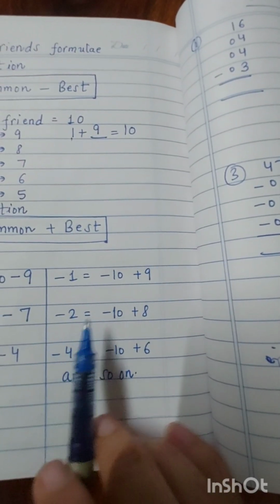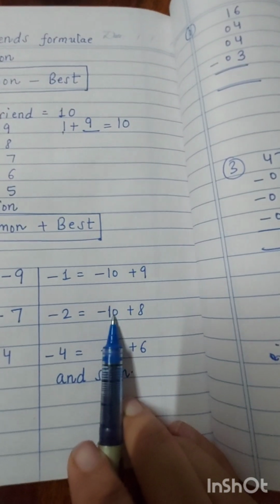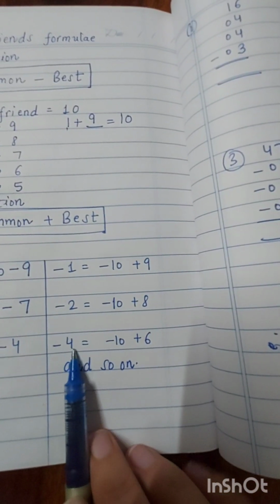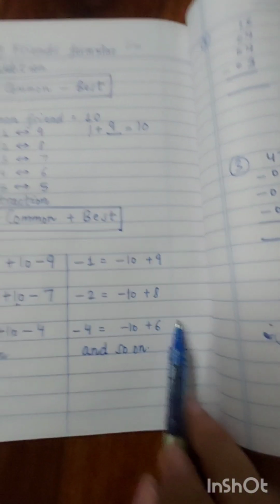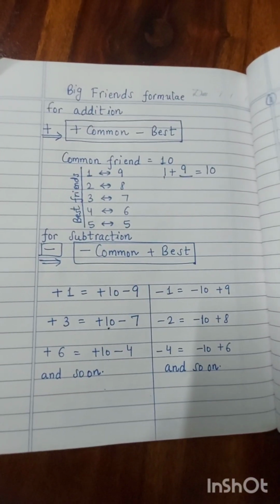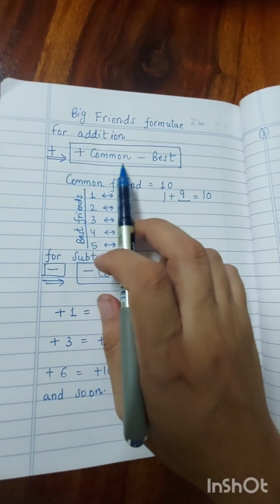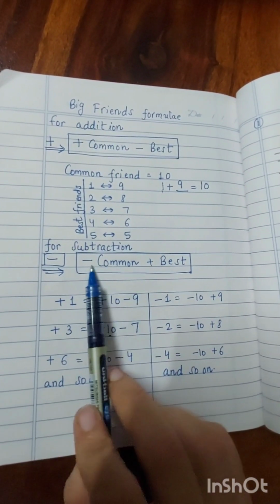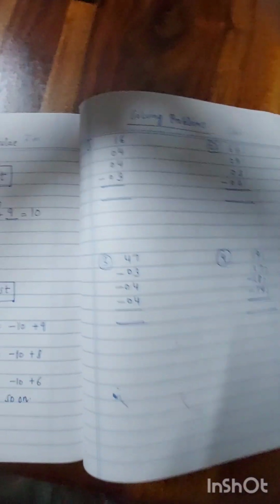Similarly for -2, it is just the same. You have to subtract the common friend and add the best friend. So 2's best friend is 8. In the same way, for -4, subtract the common friend and add the best friend. So you have to just keep in your mind that for adding you have to add the common friend and subtract the best friend, and for subtraction you have to subtract the common friend and add the best friend. That's it. Now let's solve the problems using the abacus.